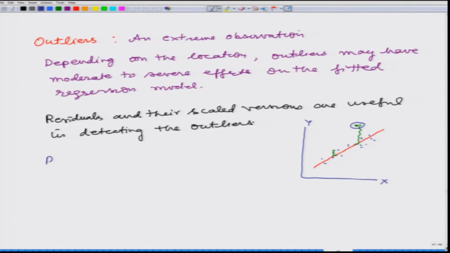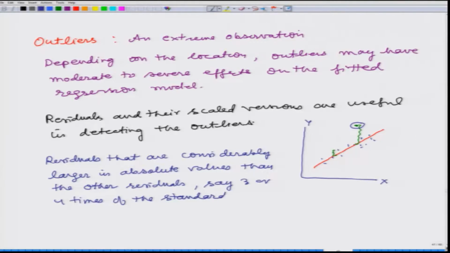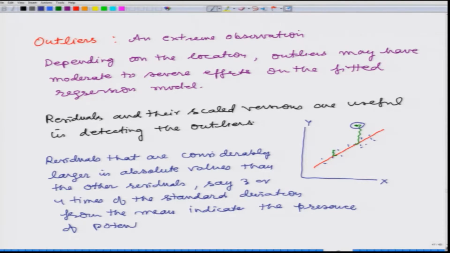So, one can say here that the residuals that are considerably larger in absolute value than the other residuals, say 3 or 4 times the standard deviation from the mean, indicate the presence of potential outliers in the y space.